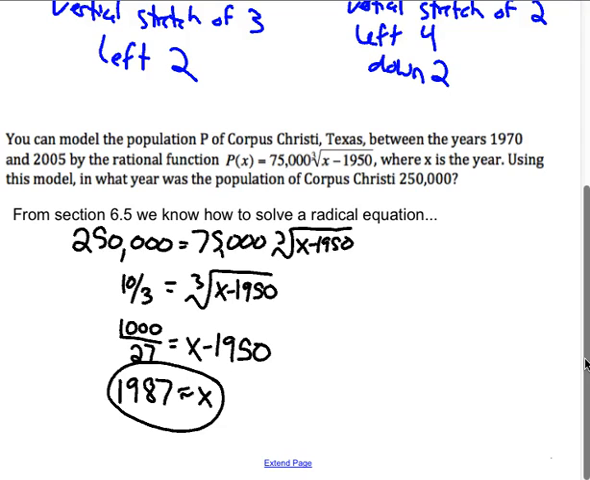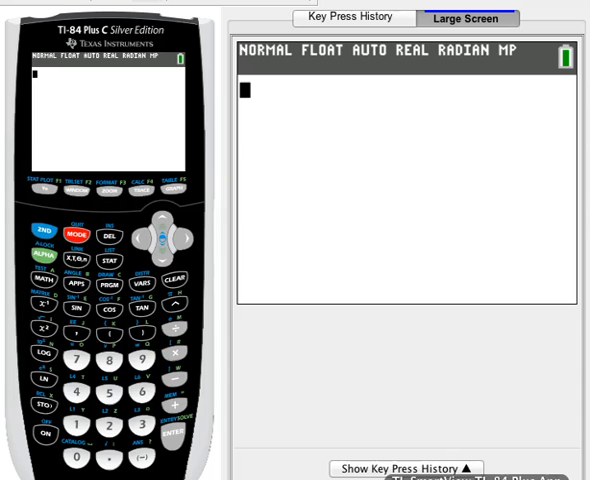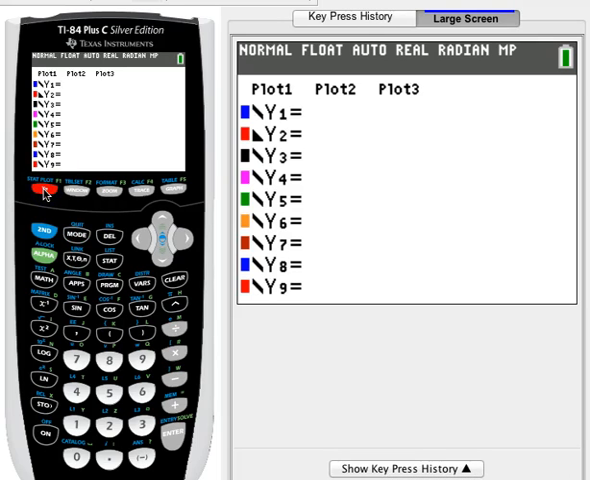Now, I just want to introduce you to the idea that graphing these things can actually also help you. So there's a slick way to do this on the calculator. So let's take a moment and talk over that. If you have your calculator handy, why don't you pull it on out for me? So the first thing you want to do is input the function. Okay, so in Y1, you're going to input that function, 75,000. Then go into math.